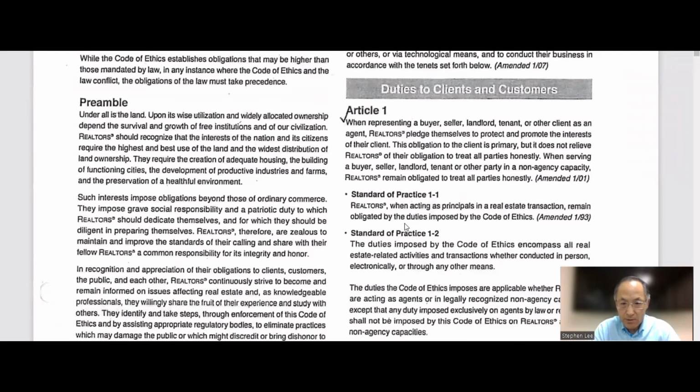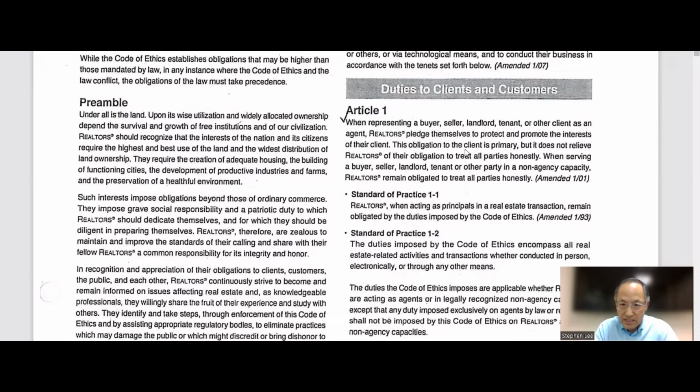Okay. Article 1 is like this. When representing a buyer, seller, landlord, tenant, or other client as an agent, realtors pledge themselves to protect and promote the interest of their client. We know that. Probably as an agent you have heard about this so many times, but the Code of Ethics actually specifies it. A lot of conversations usually quote this statement out of the Code of Ethics.